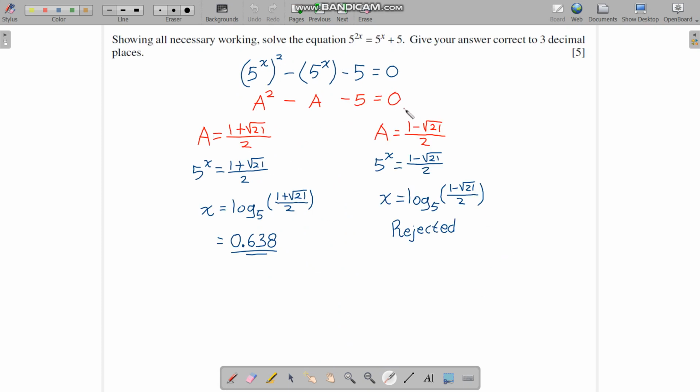And now, yeah, we have a quadratic again. This is reducible to a quadratic. Just use a calculator. You get the roots. The roots are actually 5 to the x. So 5 to the x equals the first root, the positive root. The negative root is rejected because 5 to the power of whatever cannot be negative.